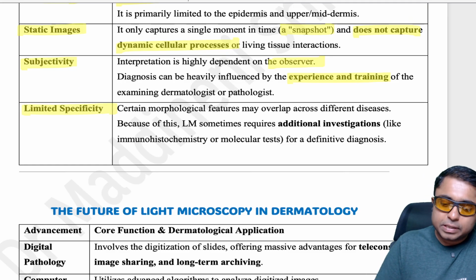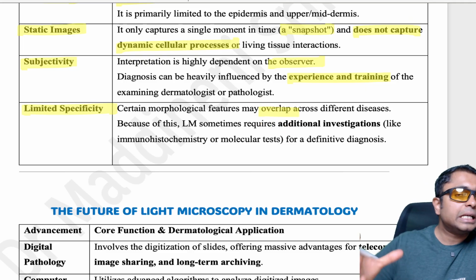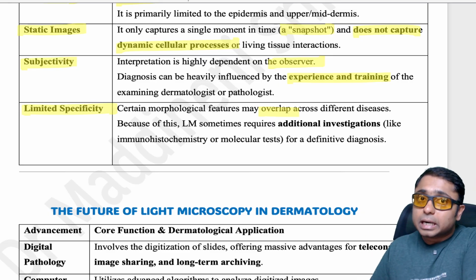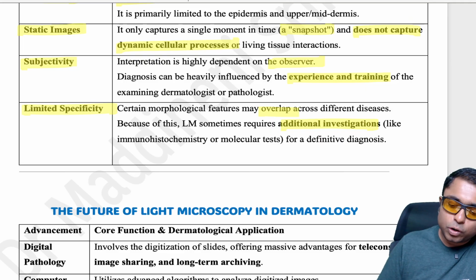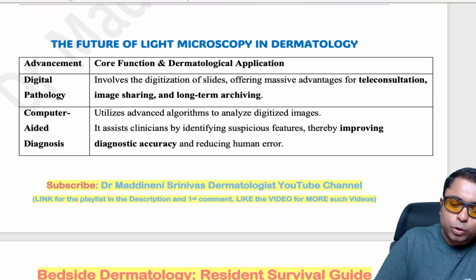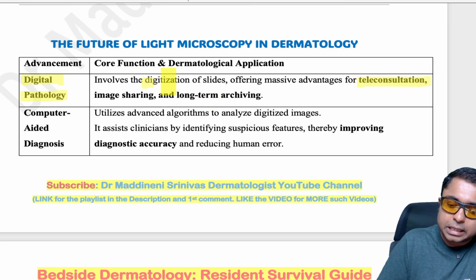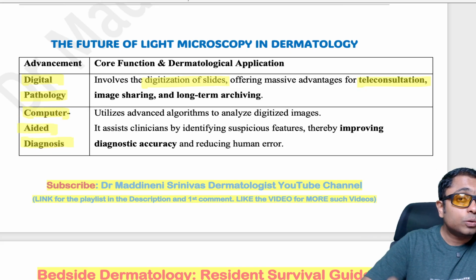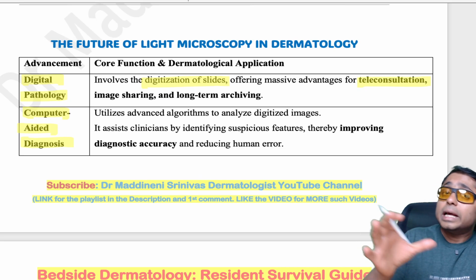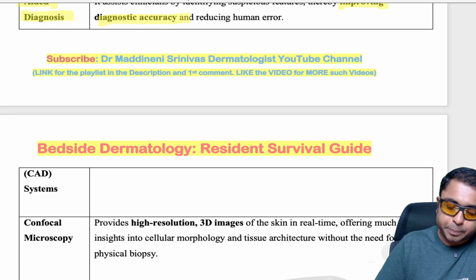And limited specificity is there. Certain features may overlap across different diseases, so we cannot specifically say yes, this finding is associated with this condition; it could also be there in other diseases, okay. So additional investigation might be required, immunochemistry and molecular tests. What could be the future? Digital pathology may be the future, where teleconsultation is going to become very easy by digitization of the slides. And computer aided diagnosis, so basically the use of artificial intelligence can also be done in microscopy pictures for improving the diagnostic accuracy, right?